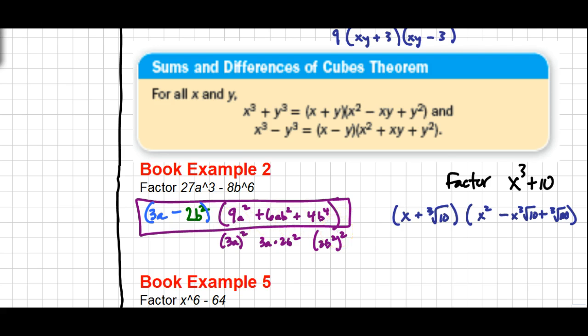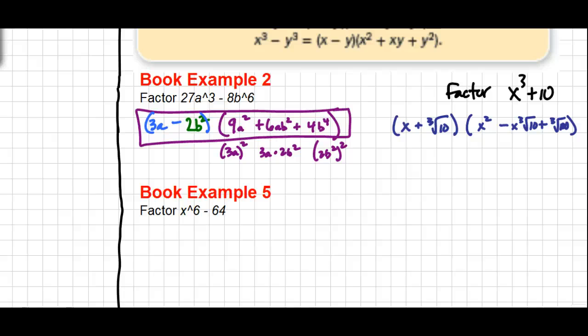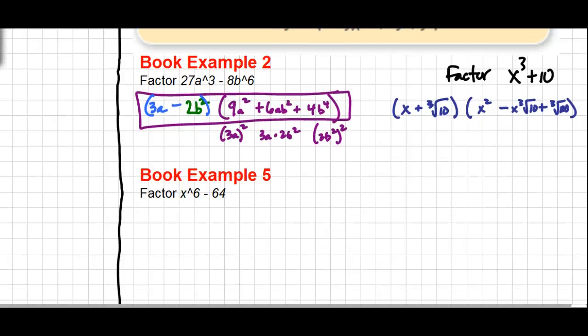Well, let's try one where you have to factor more than once, and that's book example number 5. So this time they want you to factor x to the 6th minus 64. Another thing that is going to be helpful to you is if you're working with multiple types of factoring, do the difference of squares first, if you can, before you try anything else. So using the difference of squares is not only an easy factoring to use, but it's also typically the first thing you want to try.